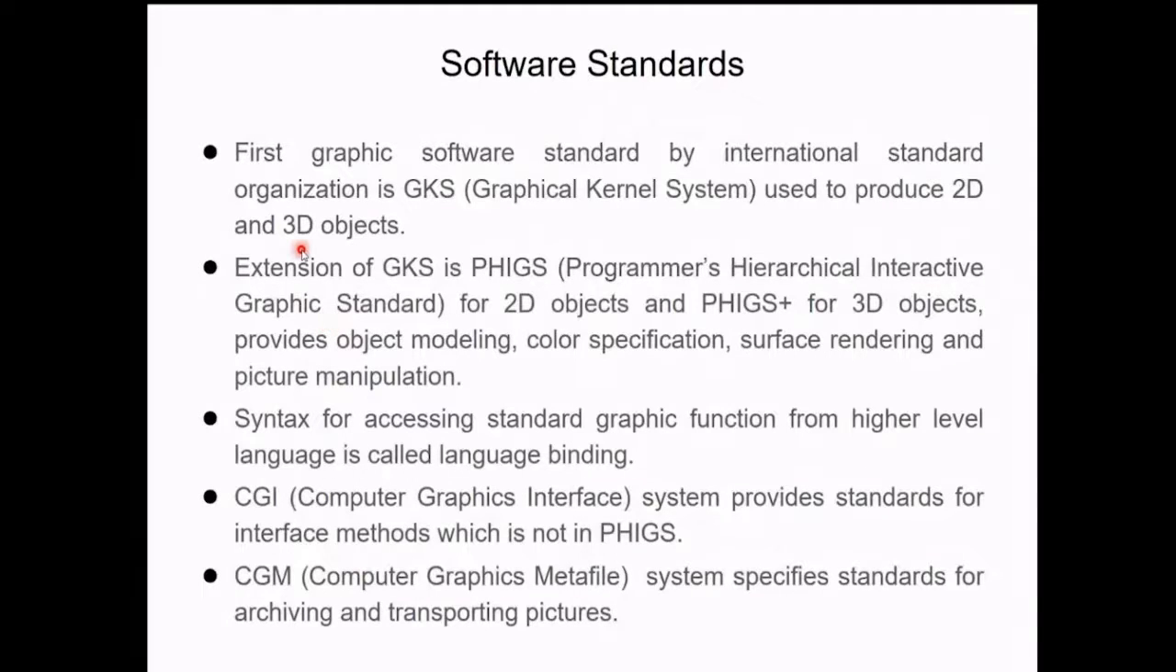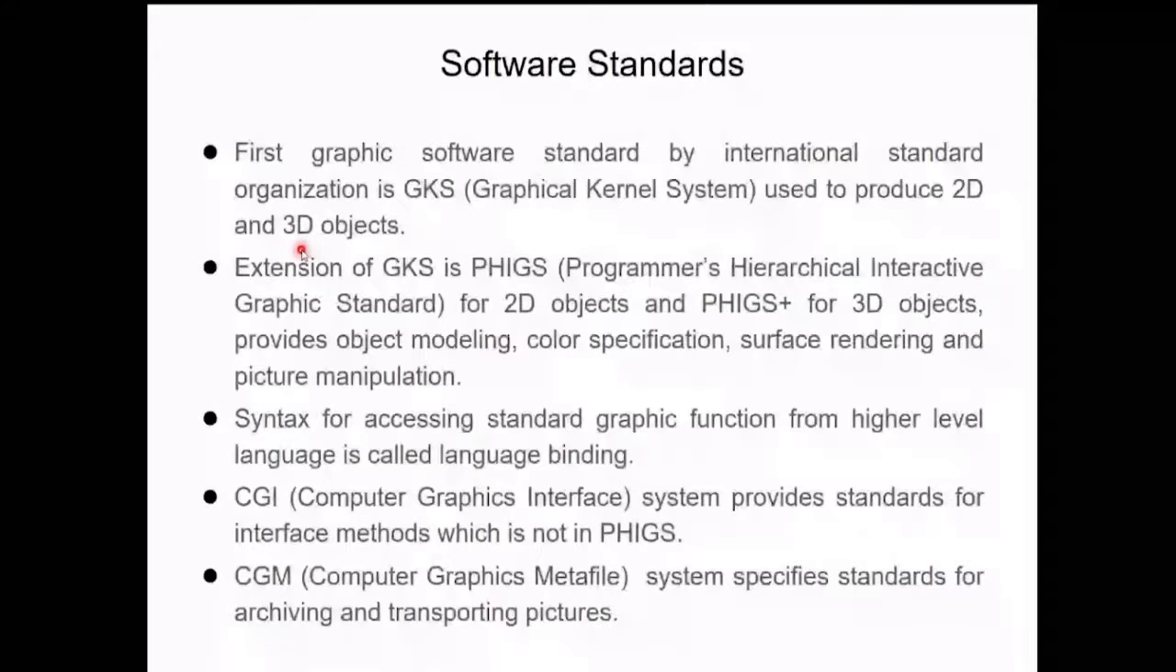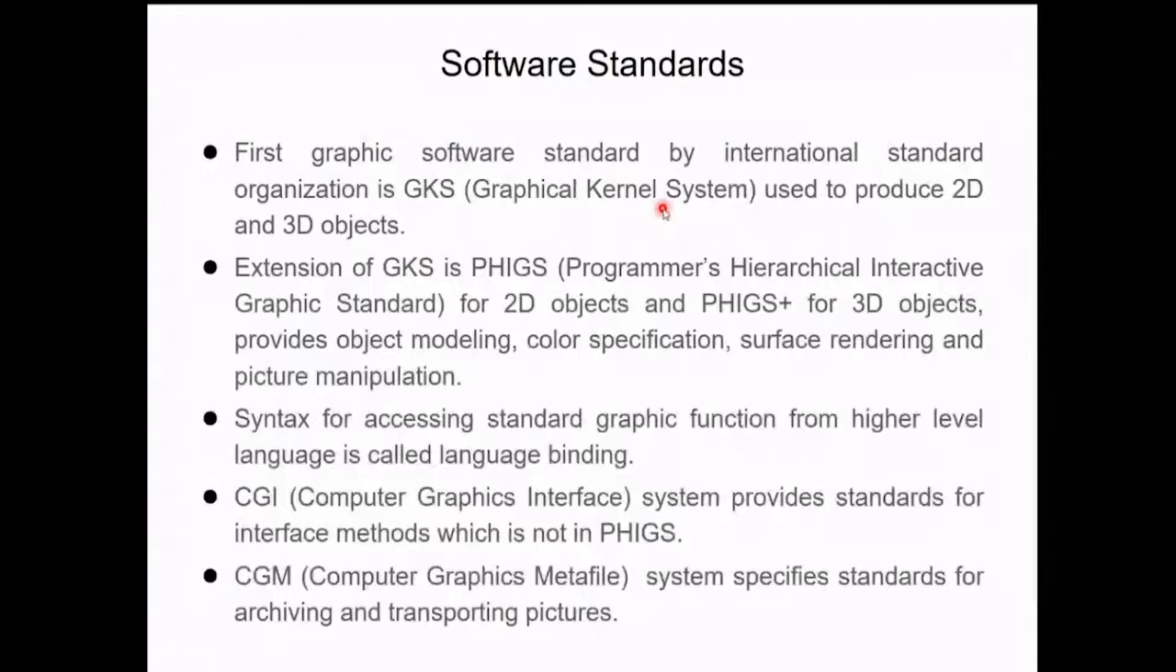Now what it says is software standards. The very first package that was made and that has this ISO standard, its name is Graphical Kernel System. It was developed in 1977. You can think of that generation. They were having this kind of software, and this standard was used by people to produce 2D and 3D objects.